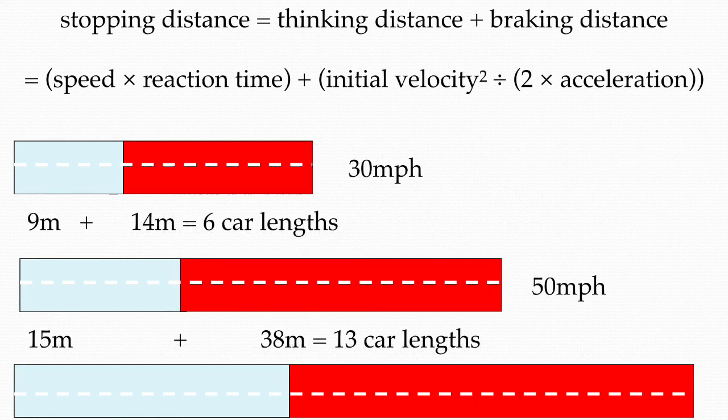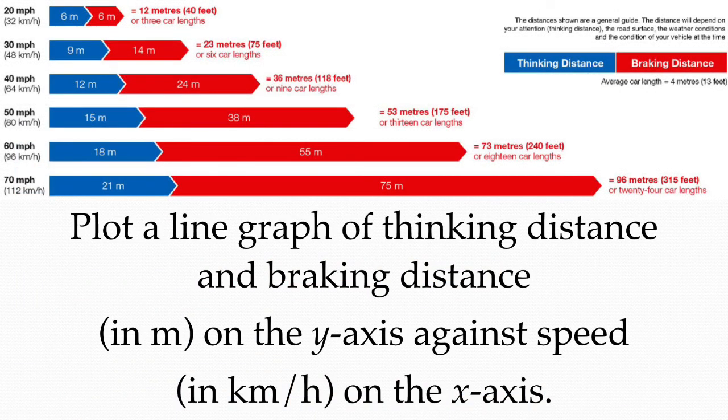Here you can see thinking distance and braking distance together. If you look at the thinking distance, it is proportional to the speed, whereas the braking distance is proportional to the speed or velocity squared. I'd now like to pause the video and, using the information presented on this slide, plot a graph of thinking distance and braking distance against speed.